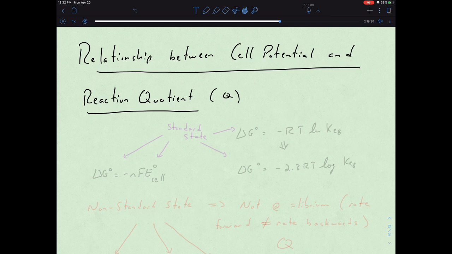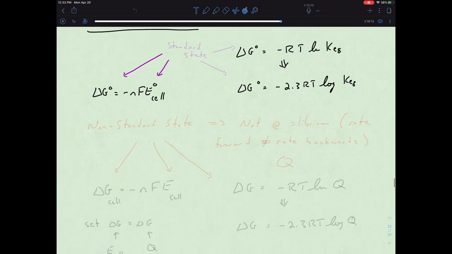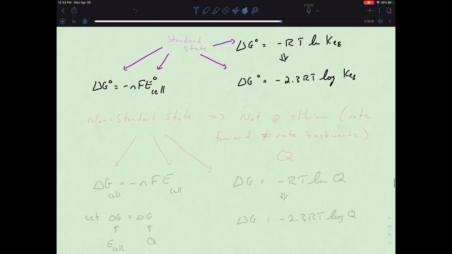And so from earlier, we figured out a couple of things. Our delta G at standard state was this idea of negative RT natural log of K, and we did a small derivation of that to get into our logarithm expression. We also knew that our delta G is equal to negative NFE, right? And so one thing that we have to be aware of here is that all of these are looking at the notion of standard state.